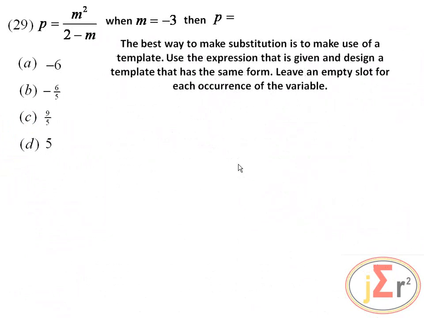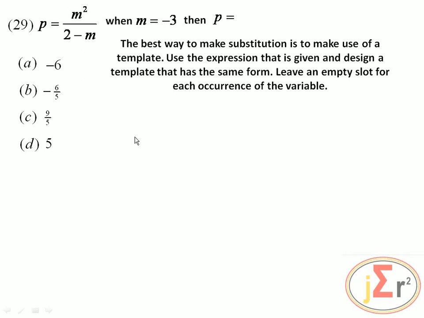Substitution. P is equal to m squared over 2 minus m, when m is equal to negative 3. As soon as someone sees the negative 3, they know that they get it wrong. Then P is equal to, that means we are attempting to find the value of P. Well, not quite. Making m a negative 3 does not guarantee that everyone will get it wrong.